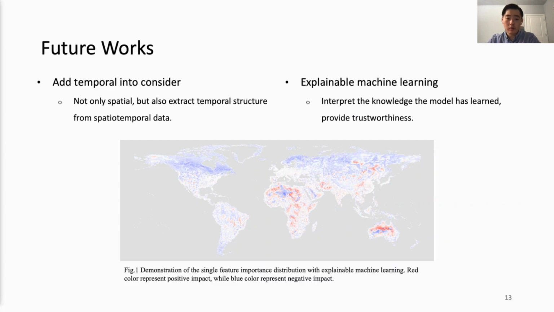As for future works, we would like to explore that not only spatial, but also extract temporal structure from this kind of spatial temporal data. And furthermore, we would also like to explore the explainable machine learning on our model to interpret the knowledge the model has learned, which will provide our method with much more trustworthiness. As the demonstration shown here, we may investigate the future importance of our model, and the red color means have positive impact, and the blue color means have negative impact.